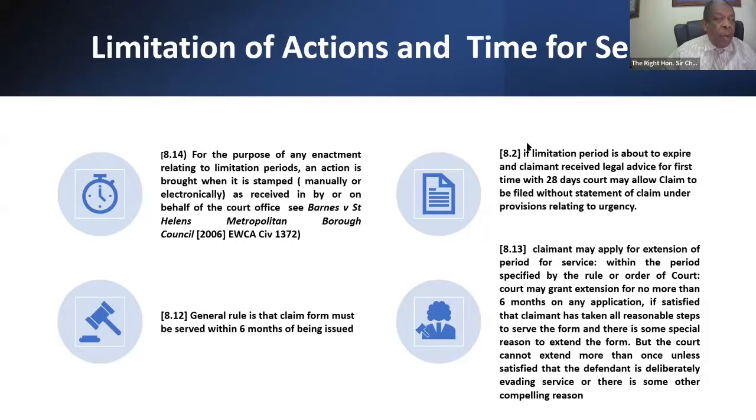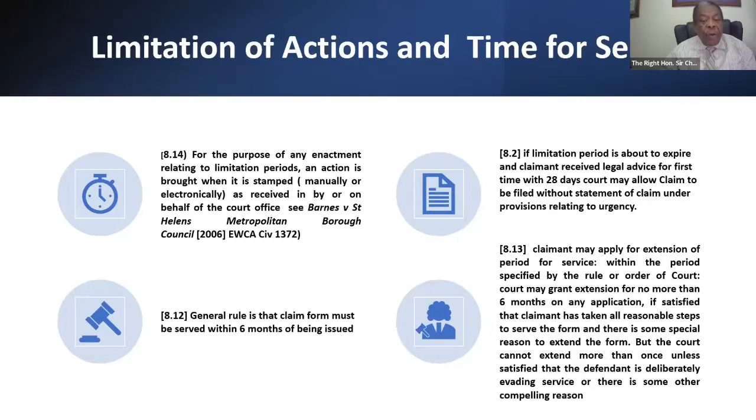Now, one of the other points to observe here is that if one is caught by an approaching end of the limitation period, the time is measured at the date the court office receives the claim form. So that is when your time ends.